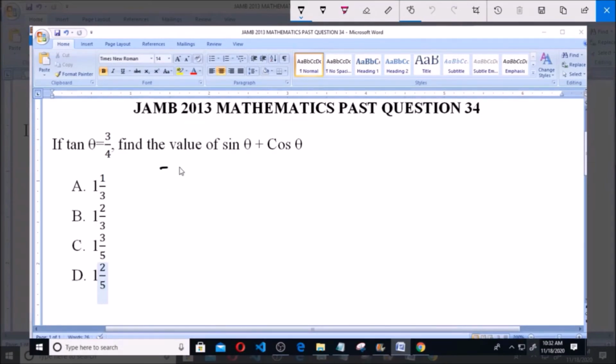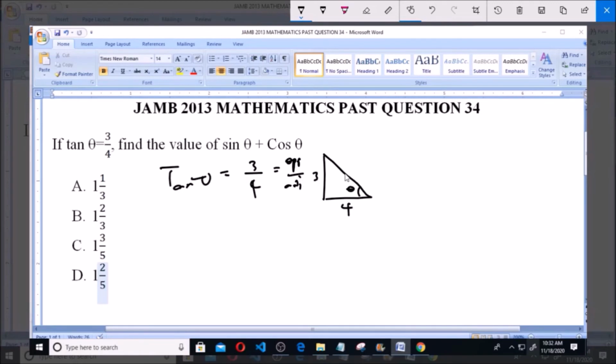Now it is given that tan theta is equal to 3 all over 4. Let's represent this using a right angle triangle. Let's assume this is theta. So tan theta, like we know, is opposite over adjacent. That means the opposite of this theta is 3 and the adjacent is 4.